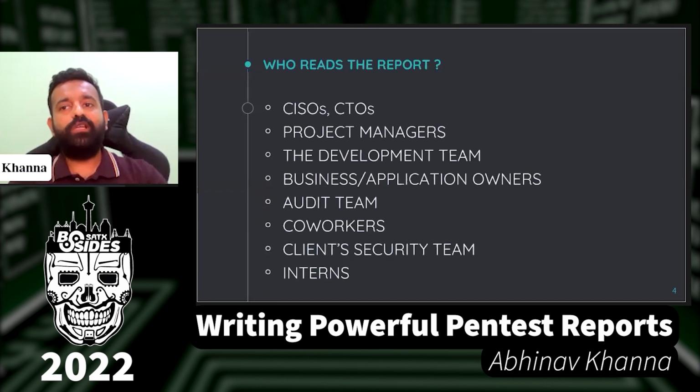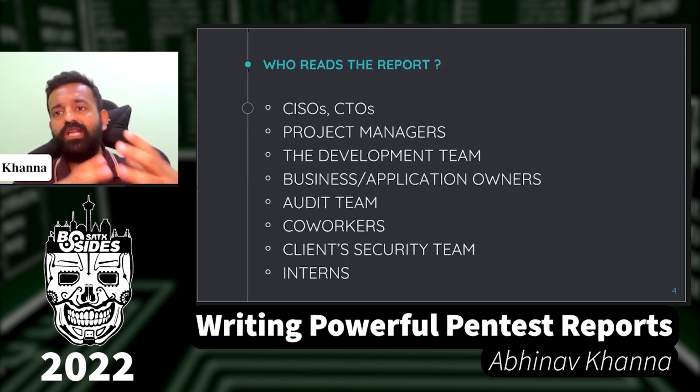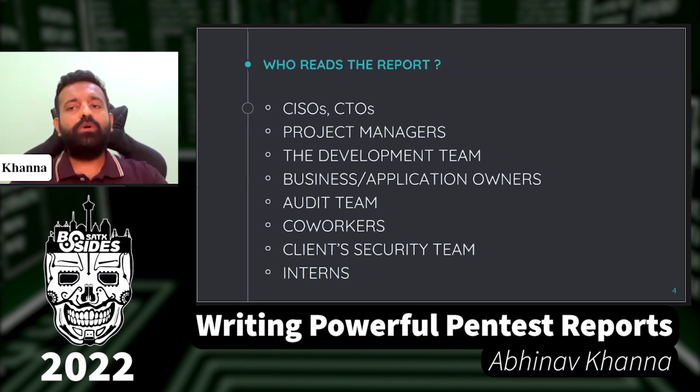Let's see who is going to read our report. It can be CISOs, project managers, the dev team, application owners, audit team, co-workers, clients, internal security team, or interns. Now, if we talk about CISOs, they are the people who are not going to dig deep into the report, but might be interested in the tables or the scan one graph, the scan two graphs, or maybe they want to see the number of high vulnerabilities or critical vulnerabilities.